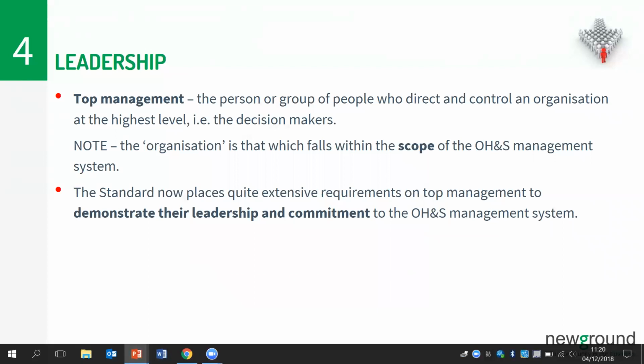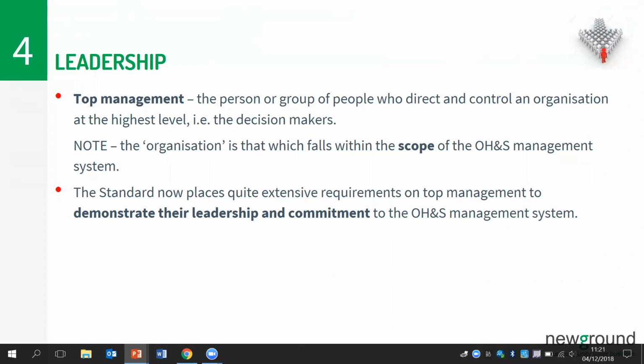18001 had no reference at all to leadership. Top management responsibility was limited to the provision of resources and allocating roles and responsibilities and appointing a management representative, although it did make reference to top management taking ultimate responsibility for safety management. Beyond that, though, in 18001, there was nothing else.